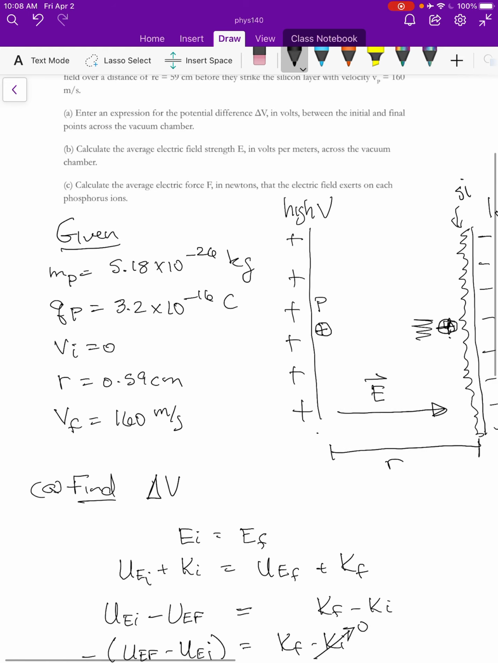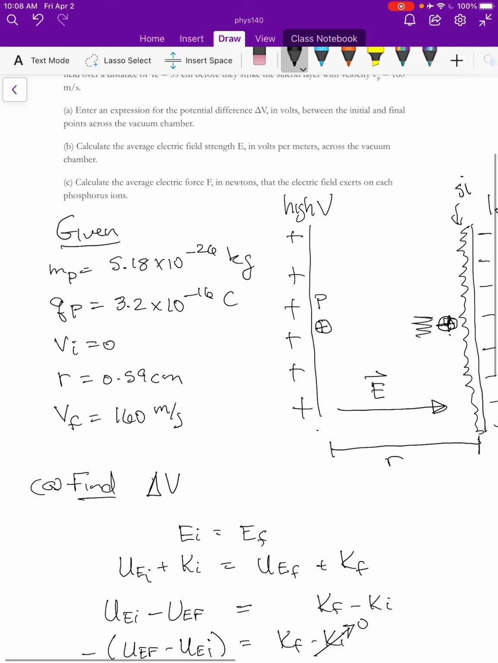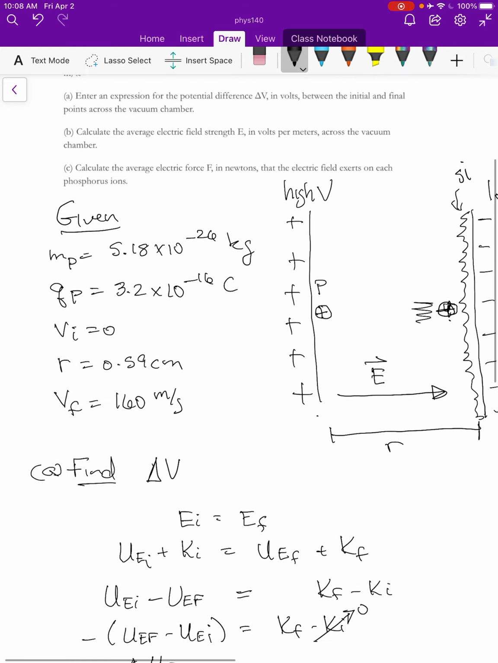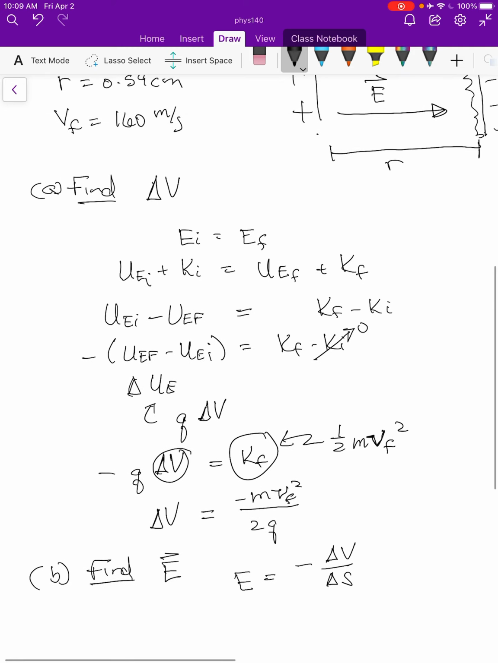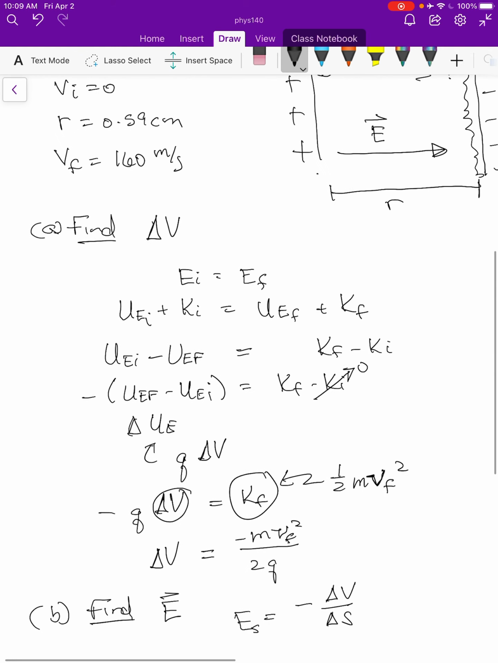Okay, and then for part B, it says find the average electric field strength in volts per meter. So find the electric field. Okay, and so we did this in class. If you know the change in potential, you can calculate the electric field. So the electric field is negative change in potential over change in distance, right? If we're just talking about the average value here. And this is in a particular direction, and this is just a one-dimensional problem.